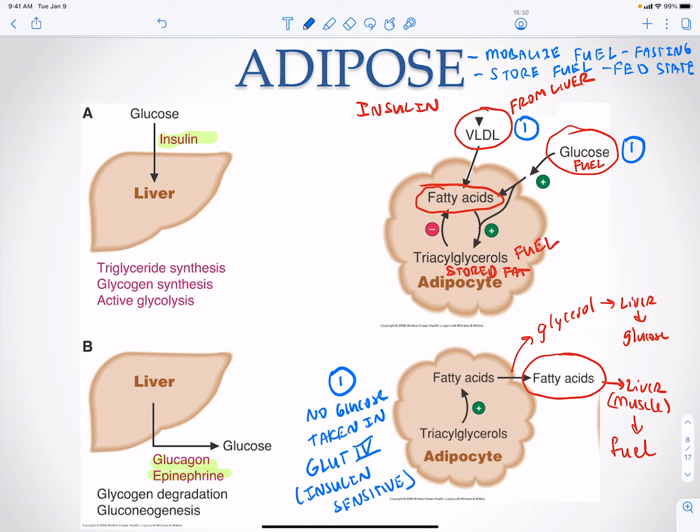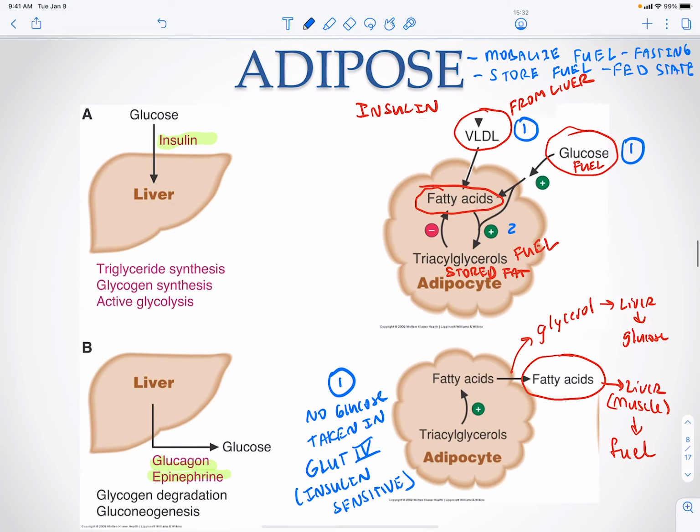And then the second difference is we're going to be storing fats, and here we're going to be breaking down fats. And so that's really what the adipose tissue does. It's going to take in things during the fed state to store, and it's going to release fatty acids during the fasting stage to mobilize fuel for the rest of the body.